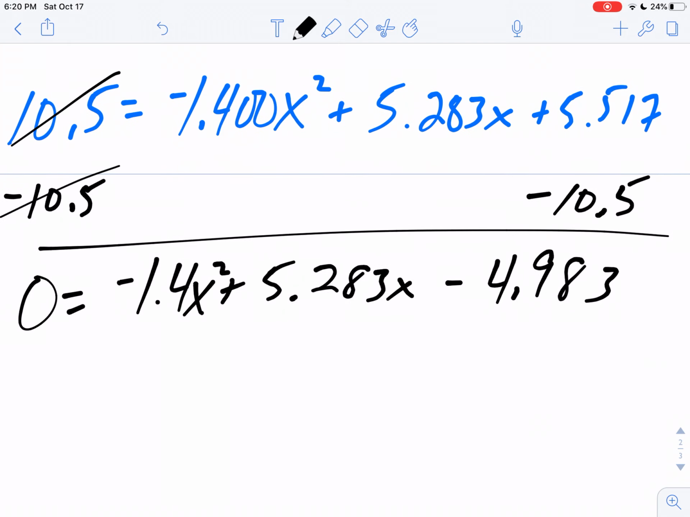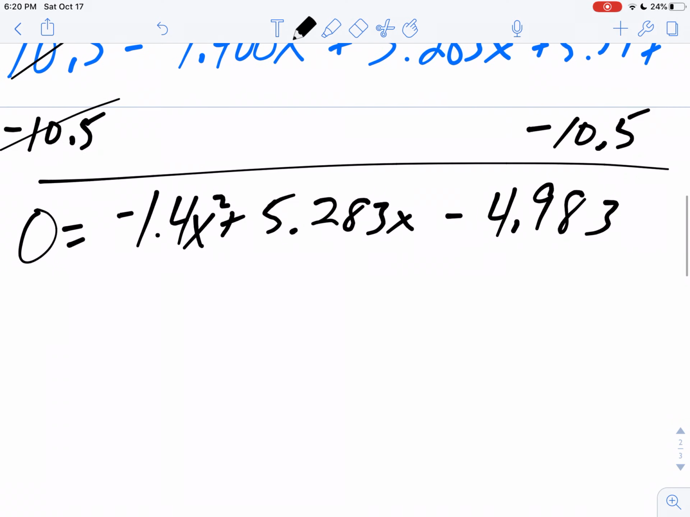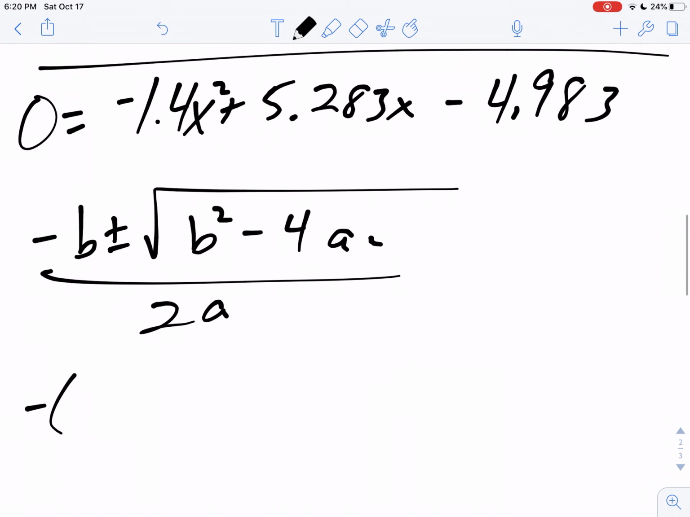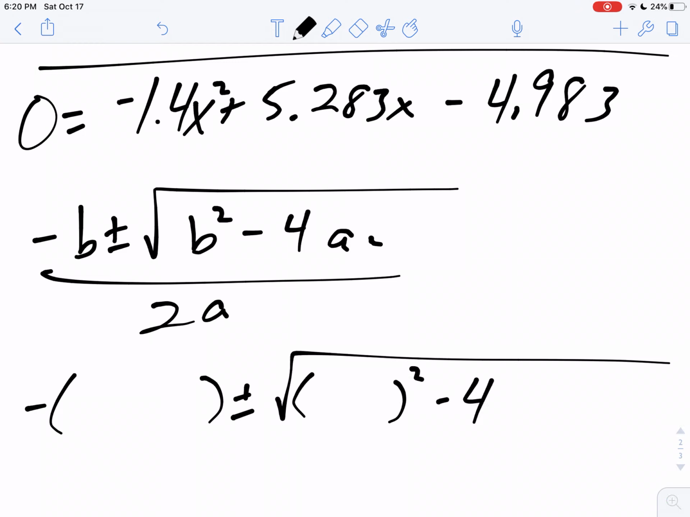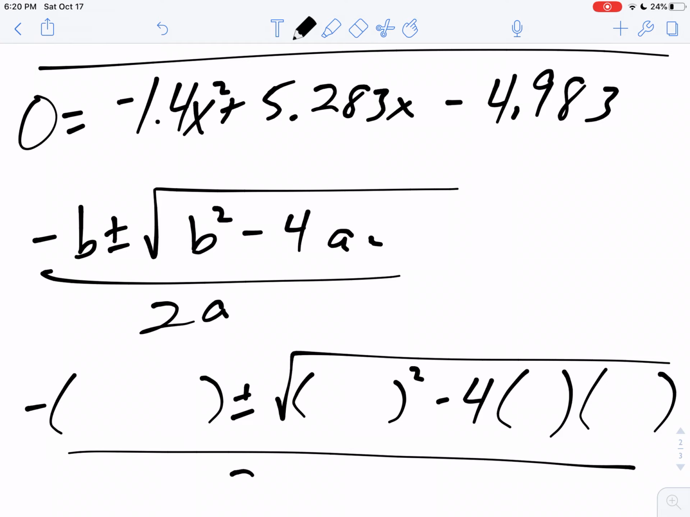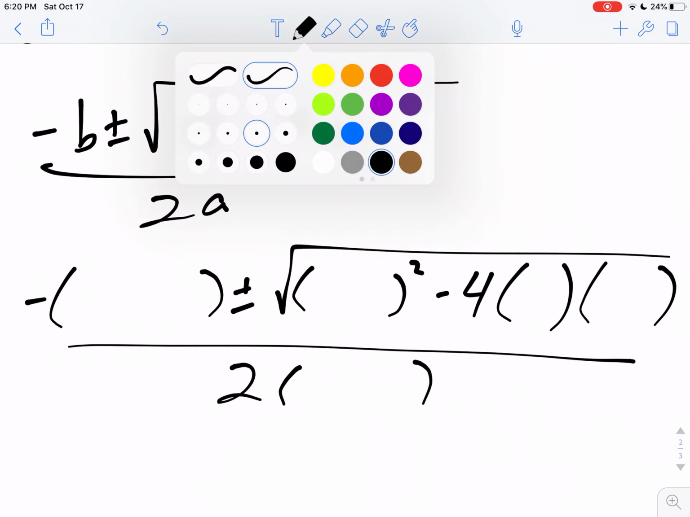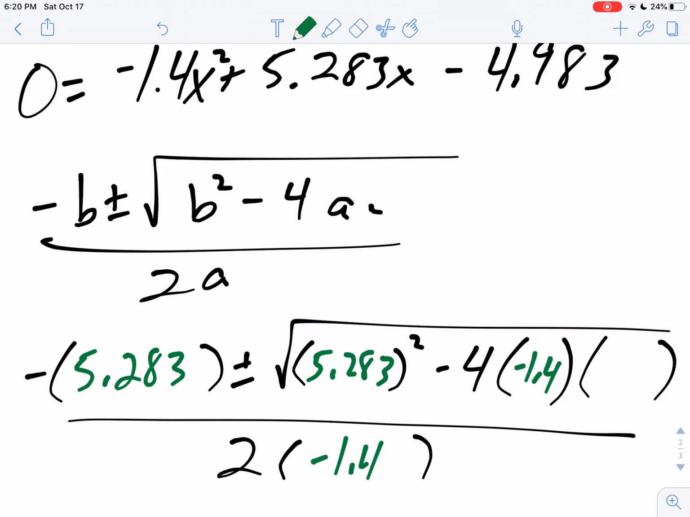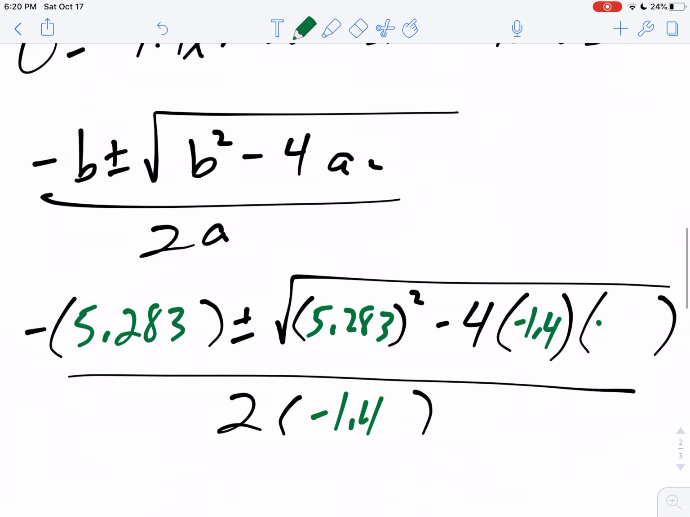Okay. So we are going to substitute these numbers into the quadratic formula, and that's the messy part, all over 2a. So we are going to put numbers in for b, a, and c into this quadratic formula. So b is 5.283. A is negative 1.4, and C is negative 4.93.